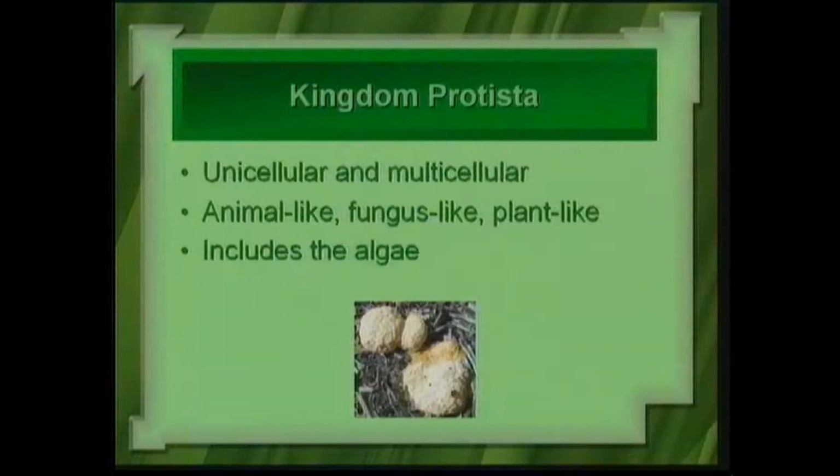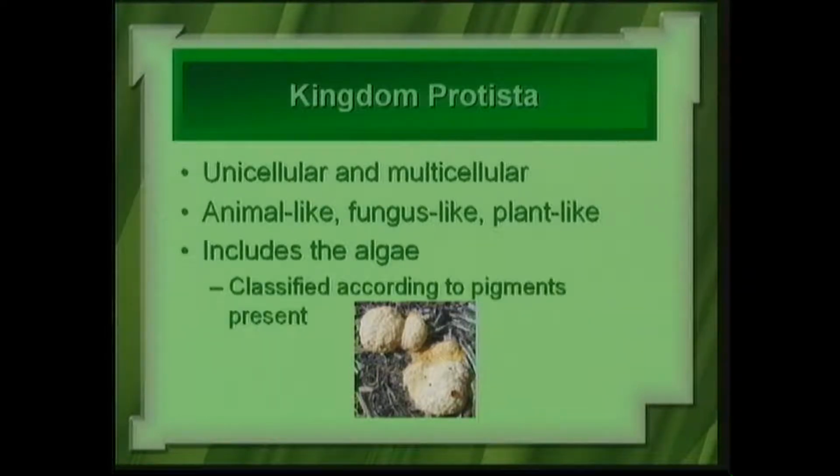Another group that the Protista encompasses includes the algae as well. Algae are plant-like, but at the same time they're not really quite plants. Now the algae are classified according to the pigments present in their body, because algae do photosynthesis. You might recall that earlier in the class we talked about photosynthesis, and then you have the cyanobacteria, and then you have algae, and you have the green plants that can do photosynthesis.